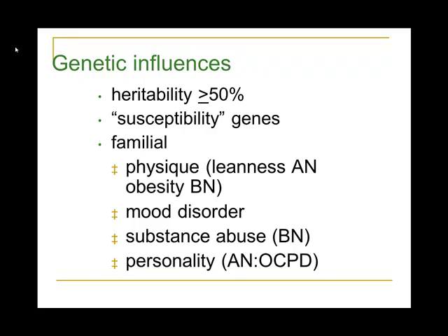Also, in people with eating disorders, there's often a family history of mood disorder, of substance abuse, and in people with anorexia nervosa, there's often a family history of obsessionality and obsessive compulsive personality disorder.